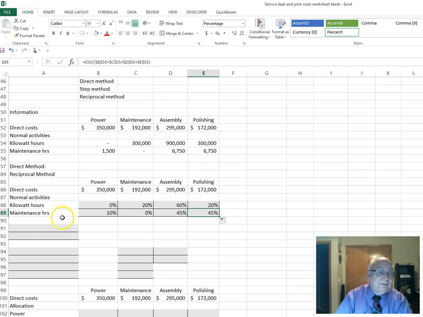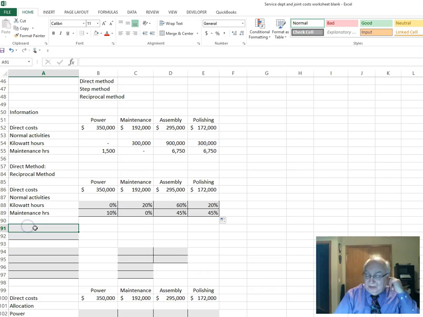So that's our percentages. Now we have to come up with the equation, because on the reciprocal method, what that simply means is that the power is allocated into maintenance, assembly, and polishing, and the maintenance is allocated into the power, assembly, and polishing. So they're allocated into each other. So on this one, we have to come up with an equation.